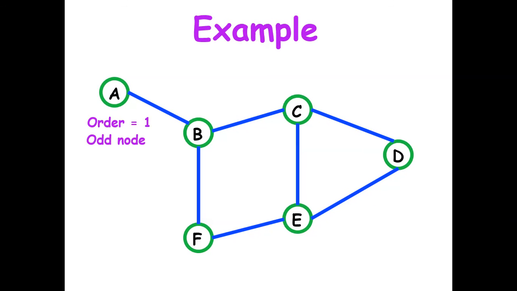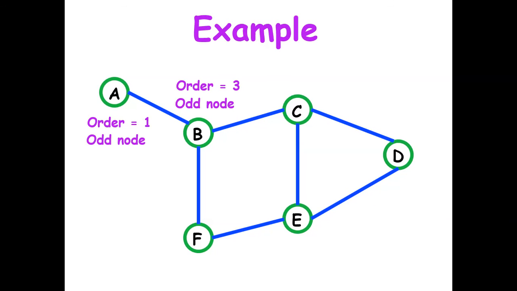Now I'm going to have a look at node B. I've coloured that in red because that's the one I'm focusing on, and I want to know how many arcs go into that node. So I've got 1, 2, 3. You can see I've coloured in 3 arcs there, and those 3 arcs all go into node B. So that means the order will be 3. 3 is an odd number, so that means the node is an odd node.